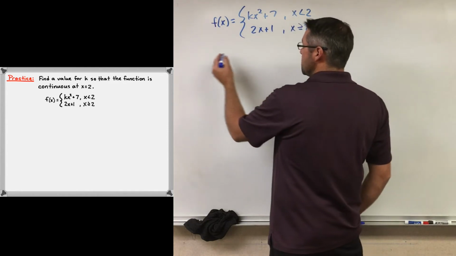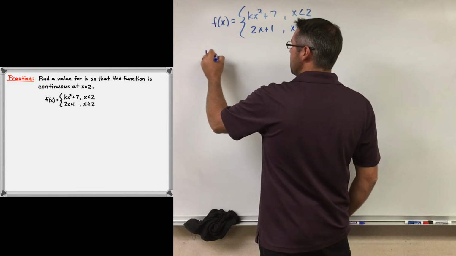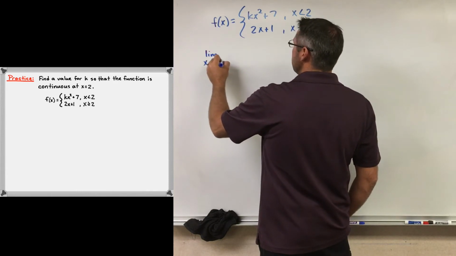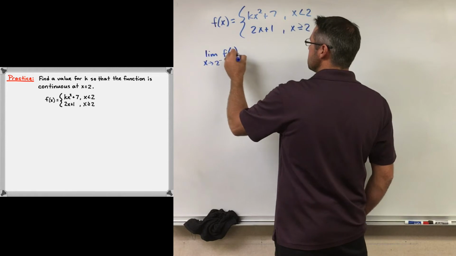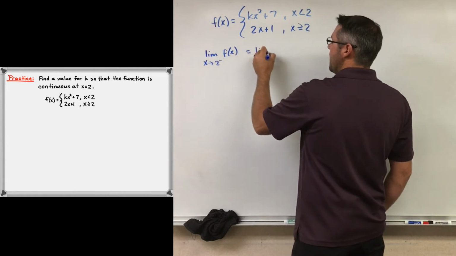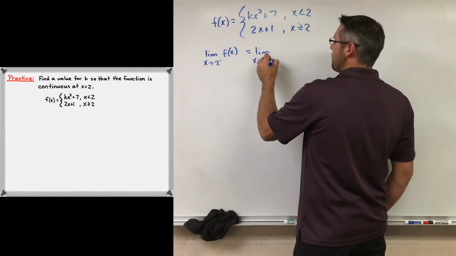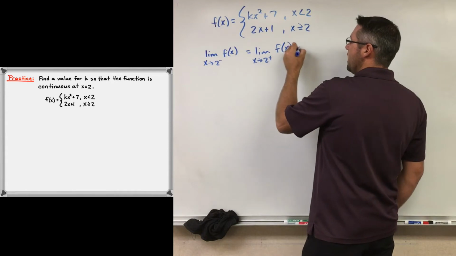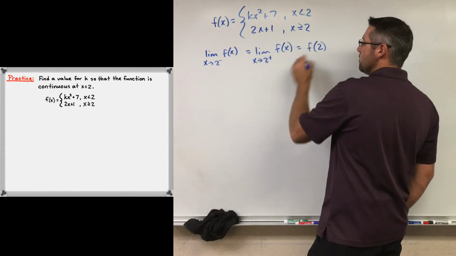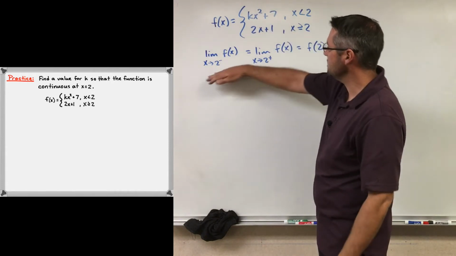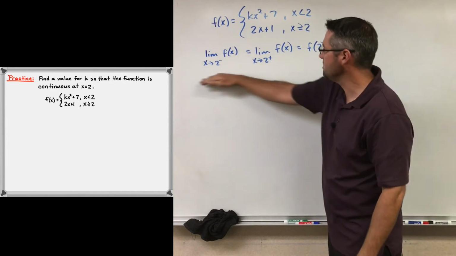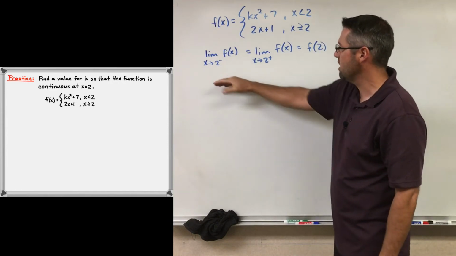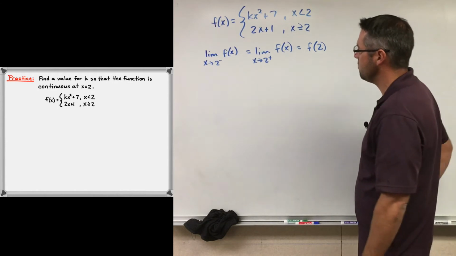So what we do is we check our limits. We say, what's the limit as x approaches 2 from the left of f of x? What is the limit as x approaches 2 from the right of f of x? And what is f of 2? If this is going to be continuous, this whole statement must be a true, valid statement. And so we determine each of these and set them equal to each other.